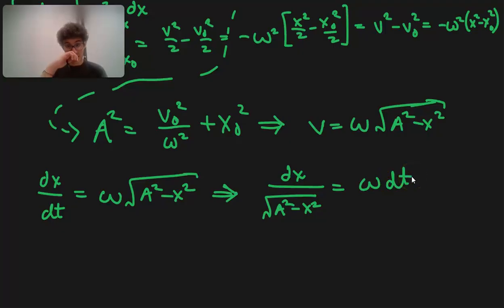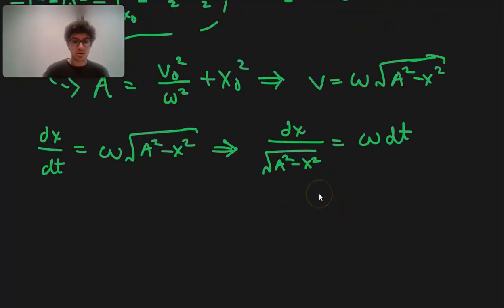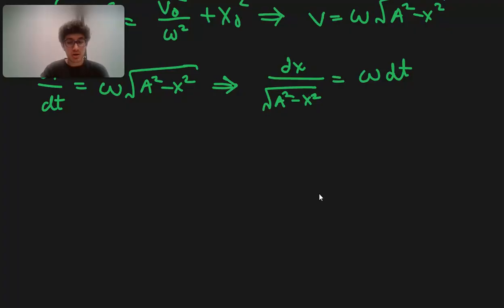Omega is a constant with respect to time. This one, if you recognize this, that'll make things a lot easier. Otherwise, you might have to use trigonometric substitution. But regardless of whatever method you end up using, you're not going to have a lot of trouble with this integration, hopefully. So I'm going to integrate it.